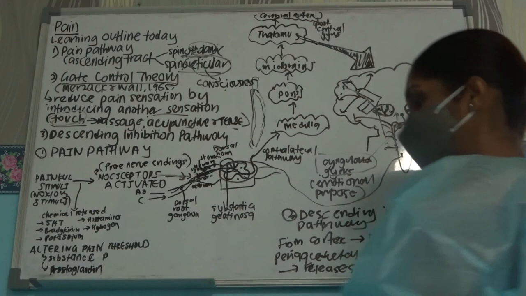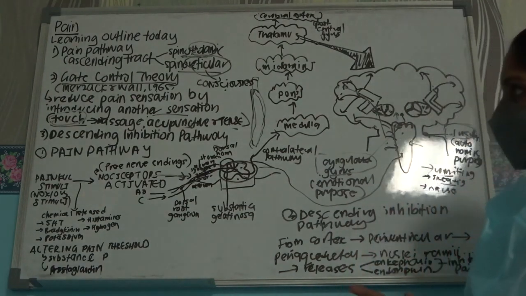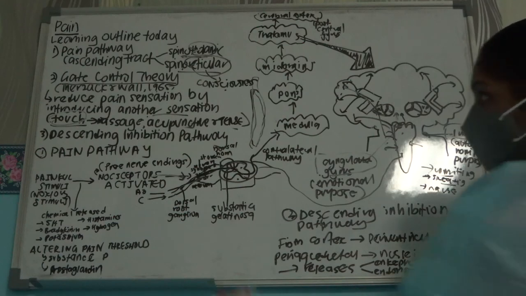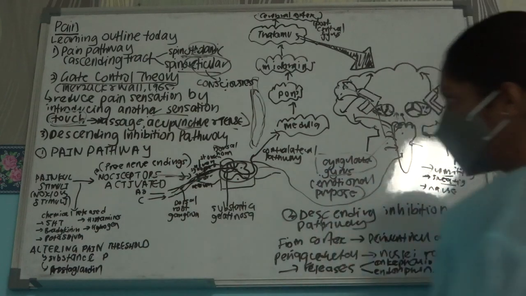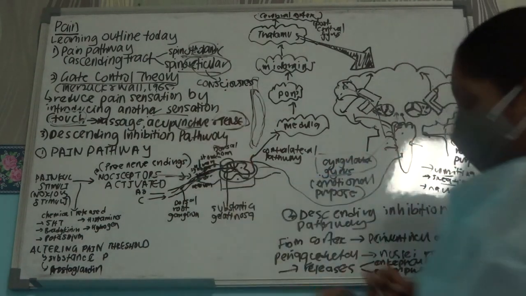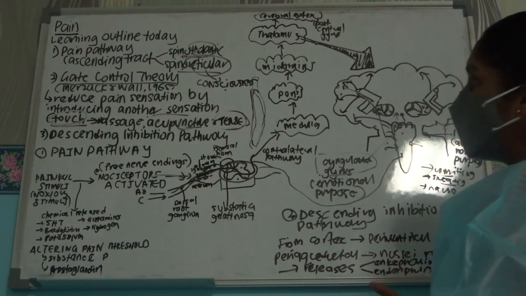Let's say you have a pain, so you try to reduce the pain by massaging it, or you do some acupuncture, the Chinese way, or TENS. It is a bit of electrical stimulation, so you can reduce the pain. So that is about the gate control theory.